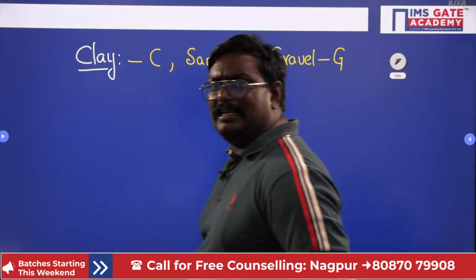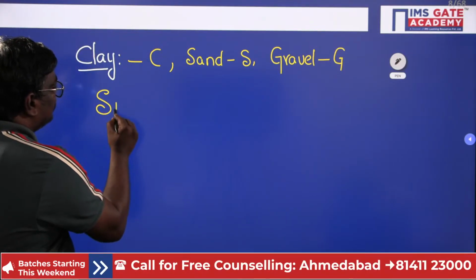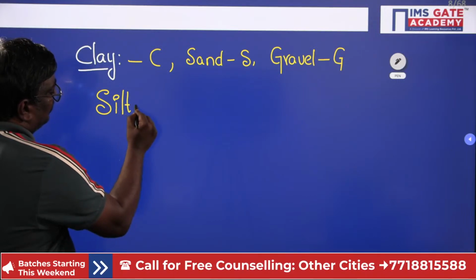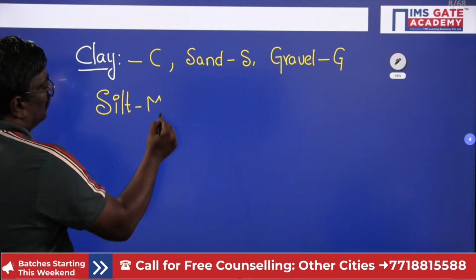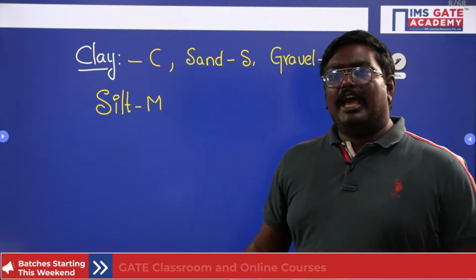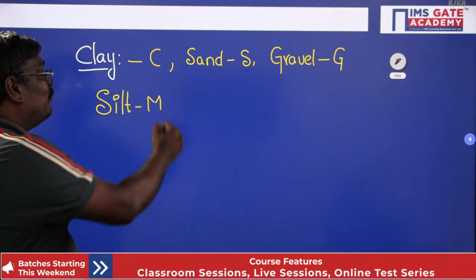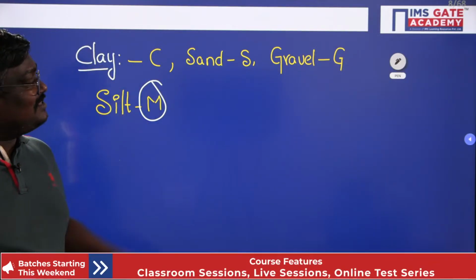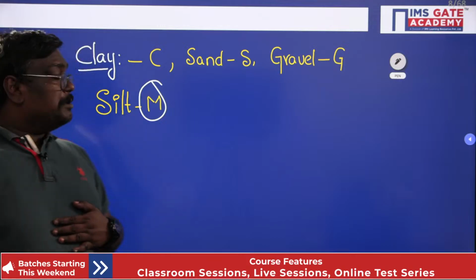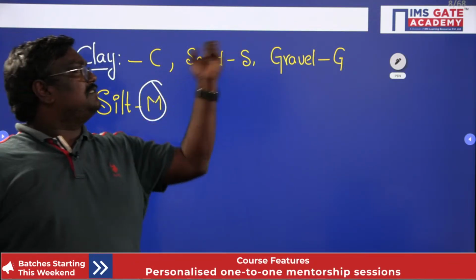And silt is represented as, at least tell me silt, how it is represented? Silt is represented as M. Very good. So here, my dear students, silt is represented by M. Sand is represented by S. Now we have different types of soil particles: clay, silt, sand and gravel.